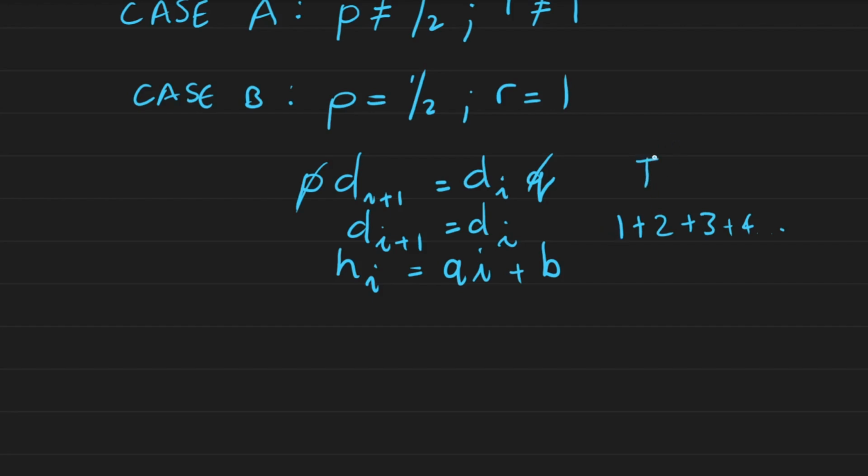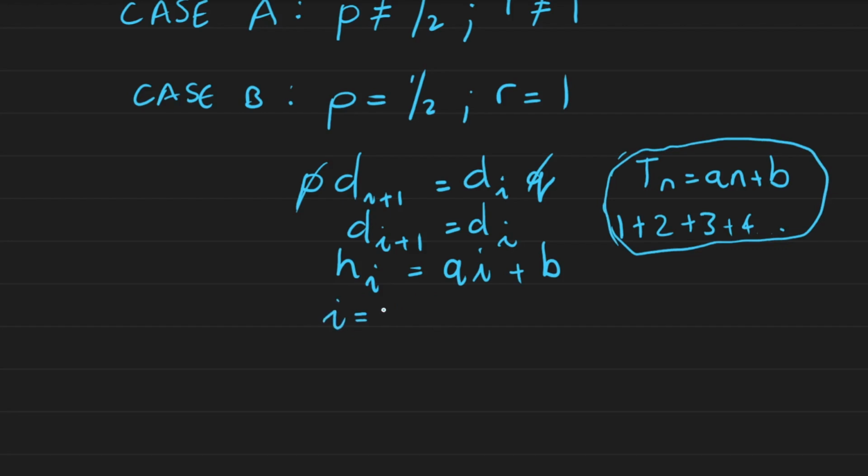In the same way, here you can say that h at n is equal to a n plus b. So we can solve for a and b quite easily, and we can do that again using the boundary conditions. We can say that i is equal to 0, and then we have h_0 is equal to a times 0 plus b, and we already said many times now that h_0 is just equal to 0. So this is equal to 0. So what this means is that b is equal to 0.